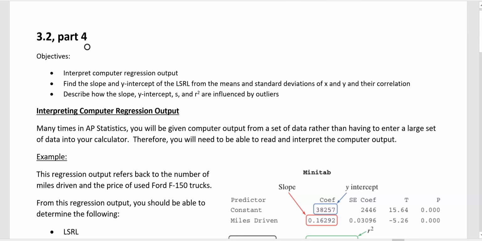We're talking about least squares regression lines, and we're just going to wrap everything up today. We're going to talk about what it might look like with a different output, so what it would look like coming from Minitab rather than your calculator. And I do think this is one way you might see it on this year's AP exam, since they are saying that you can take the test without a calculator. So my guess is they would give you an output if they're going to ask you a question like this.